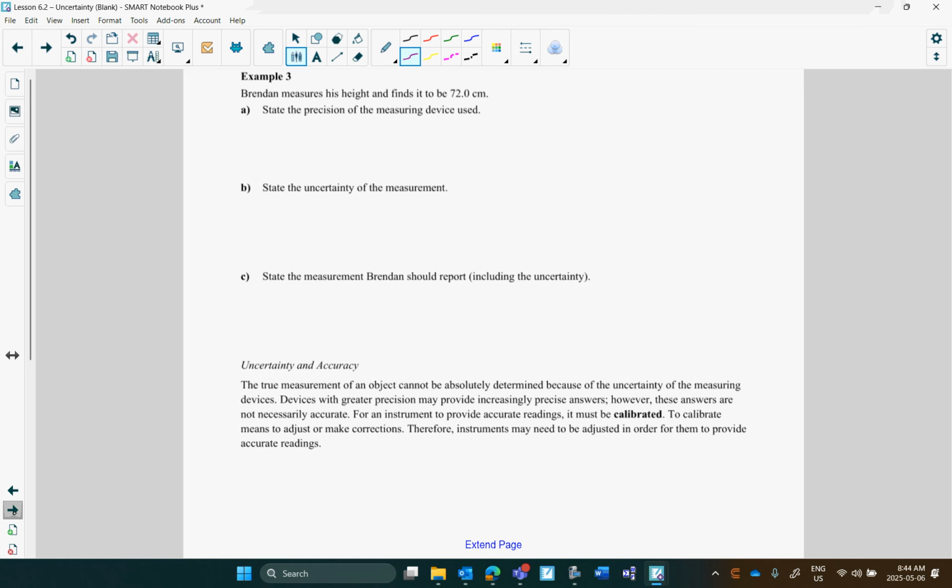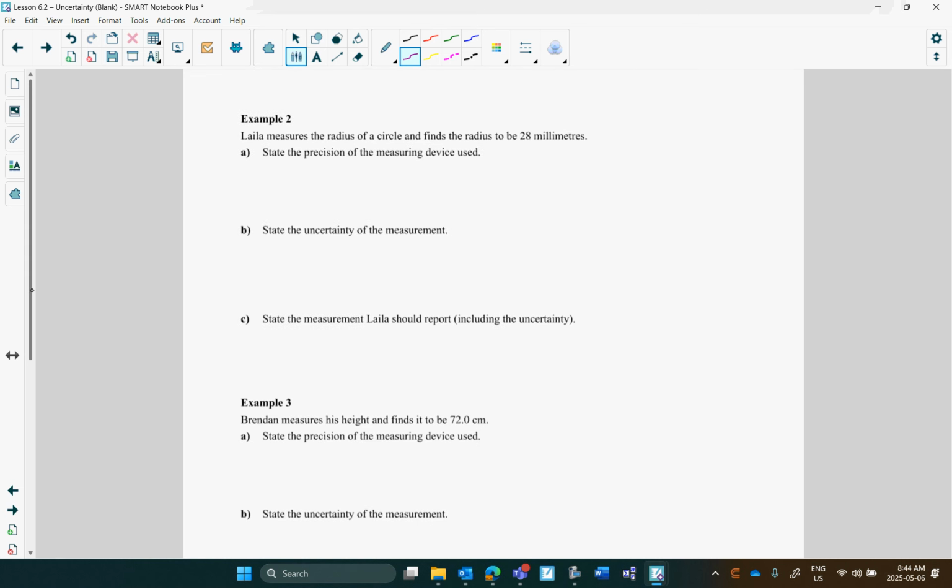Okay. So let's take a couple of examples. This is really what you want to be able to do. Layla measures the radius of a circle, finds it to be 28 millimeters. What's the precision? Nearest millimeter, right? If it was point something, it'd be nearest 1/10 of a millimeter. If it was point something something, it'd be nearest 100th. But because there's no decimal, the precision is to the nearest millimeter.